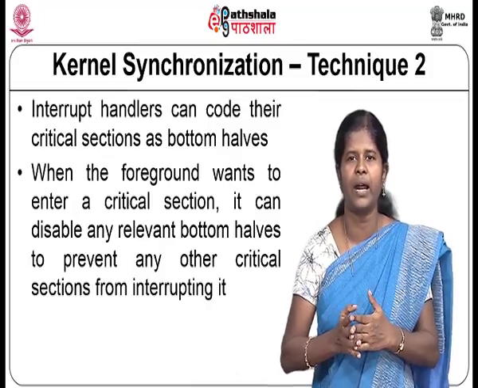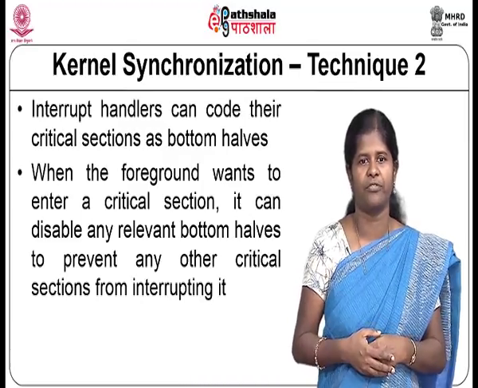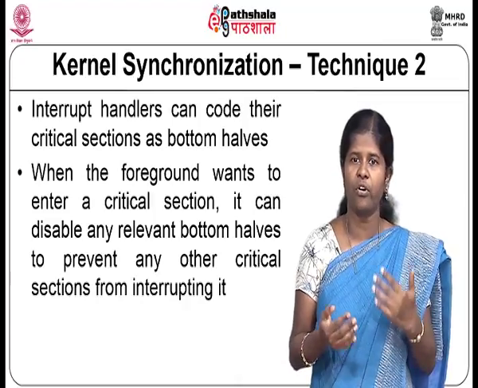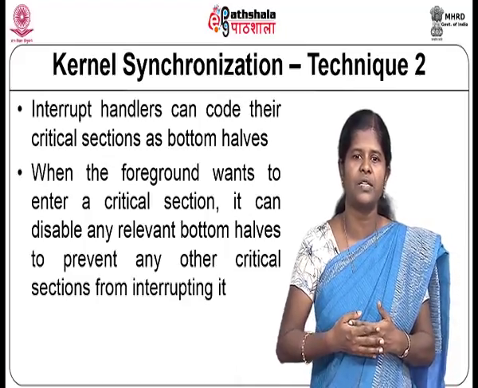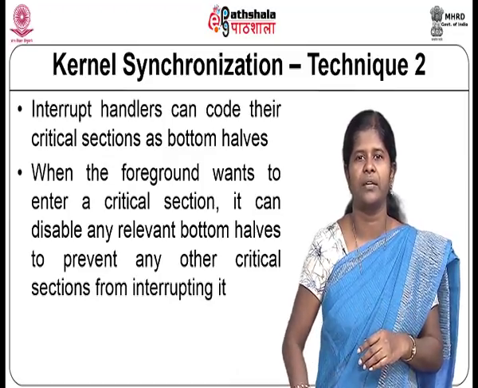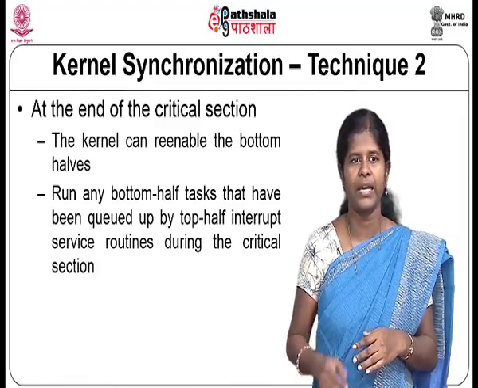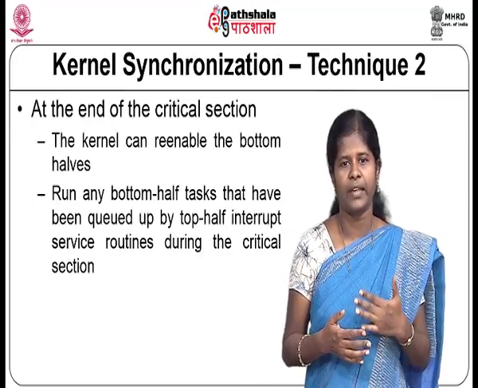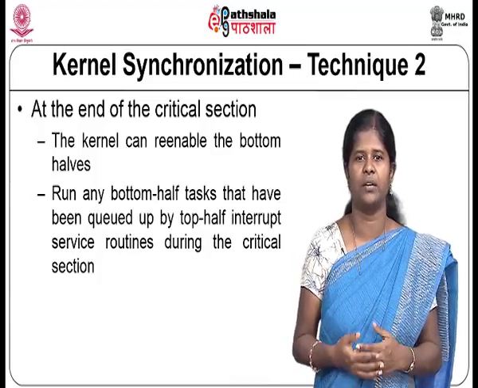The important work can be done in the top half, and the critical sections can be coded in the bottom half. Now, when the foreground wants to enter a critical section, it can disable any relevant bottom halves, since foreground gets higher priority compared to the bottom halves, so that other critical sections cannot interrupt it. And at the end of the critical section, the kernel can re-enable the bottom halves, and it can run any bottom halves that have been queued up by top half interrupt service routines during the critical section.